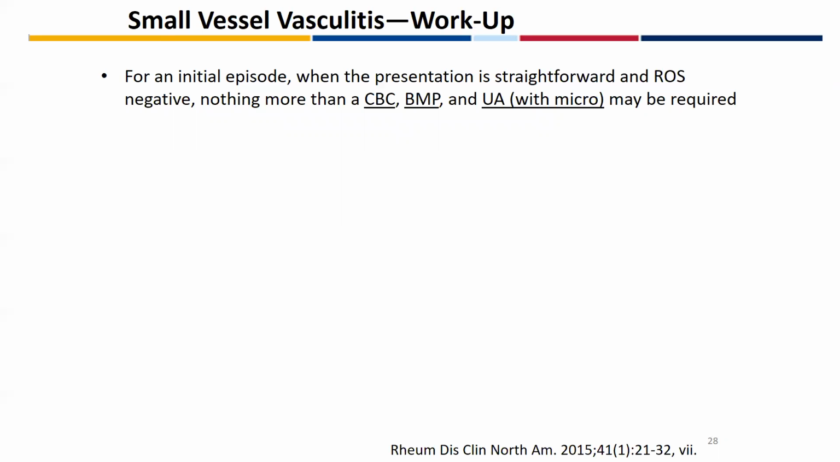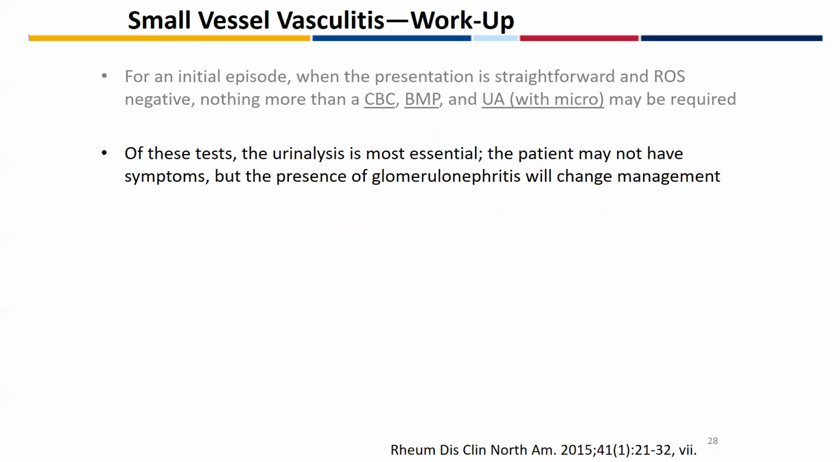Well, for an initial episode of small vessel vasculitis presenting in the skin, when that presentation is straightforward and there's a negative review of systems, I'm only getting a CBC, a BMP, and a UA with micro. Of those tests, the urinalysis is most important because the patient may not have symptoms of glomerulonephritis, but if there's evidence of renal involvement, that certainly will change management.